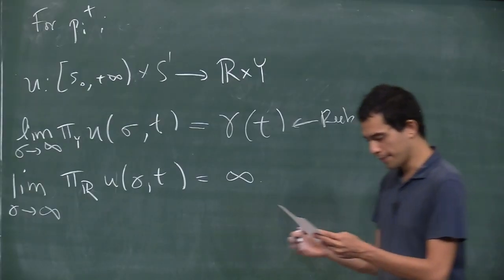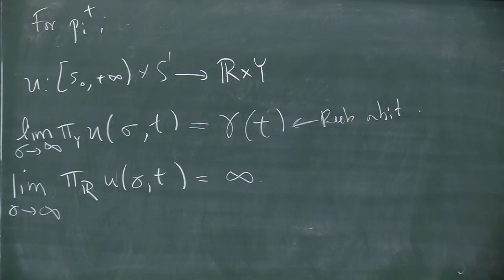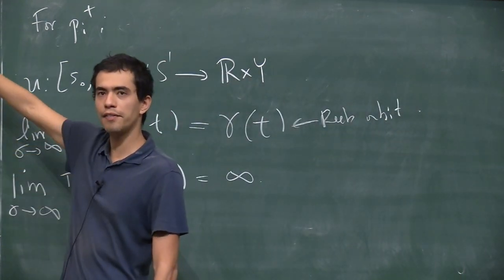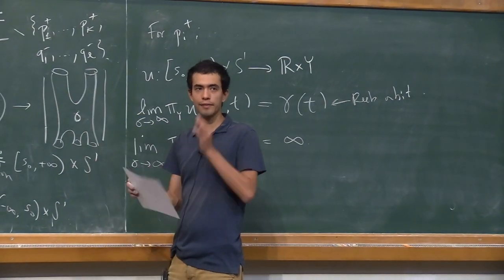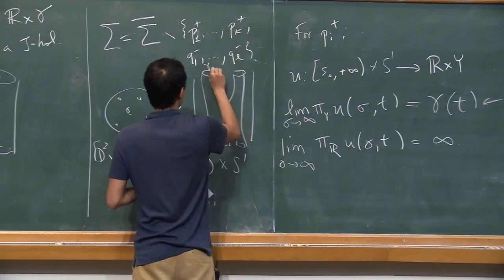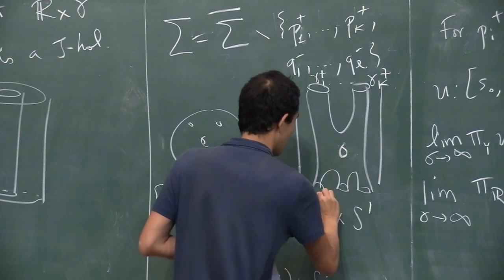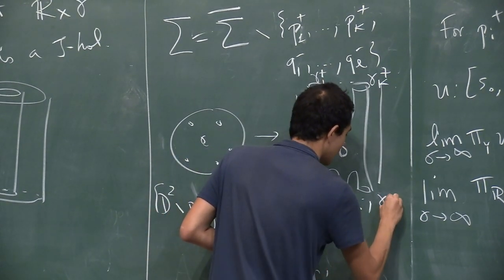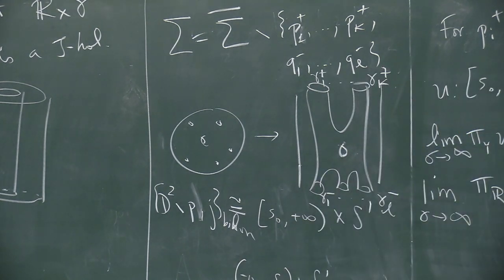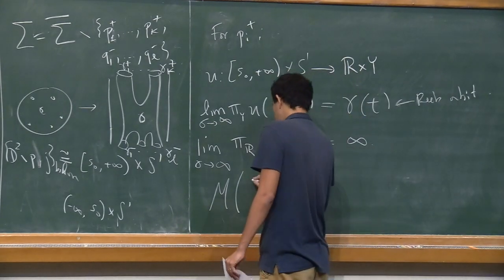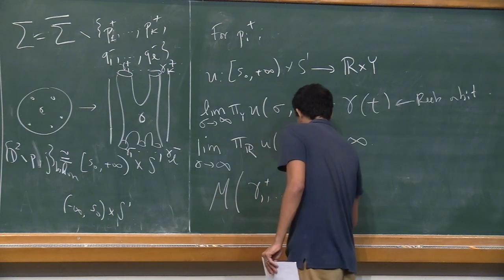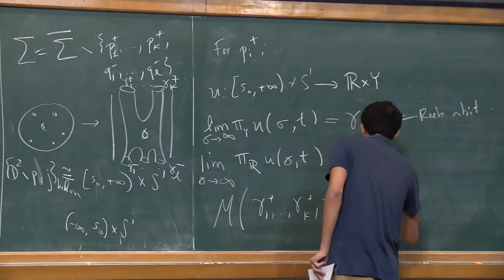Okay. So the next thing to look at is the moduli space of curves like that. Say I have this J-holomorphic curve, and it has these positive ends, and it has these negative ends at different Reeb orbits. So I have Reeb orbits gamma 1 plus up to gamma k plus, and here I have Reeb orbits gamma 1 minus up to gamma L minus. So the natural thing to do is to define the moduli space of J-holomorphic curves that converge to gamma 1 plus up to gamma k plus, and then gamma 1 minus up to gamma L minus.